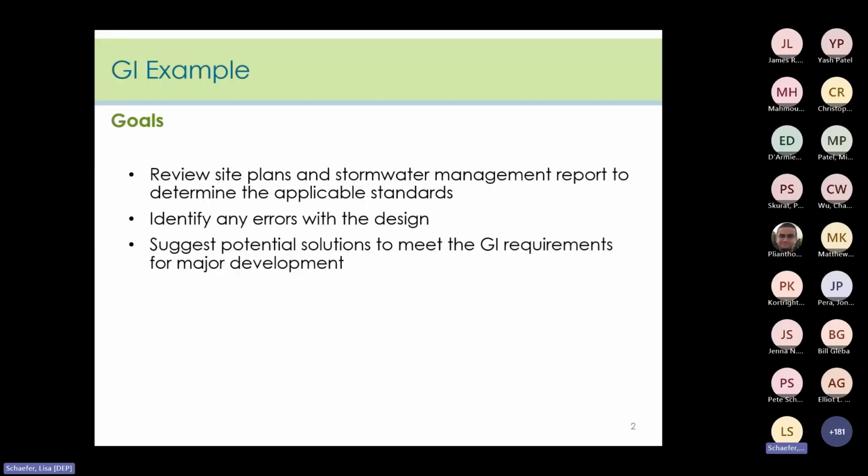So the goals today will be to review the site plans and the stormwater management report to determine the applicable standards and identify any errors within the design. So that means I'm going to see if and where the design falls short, if that's the case. But I won't have time today to discuss potential solutions.